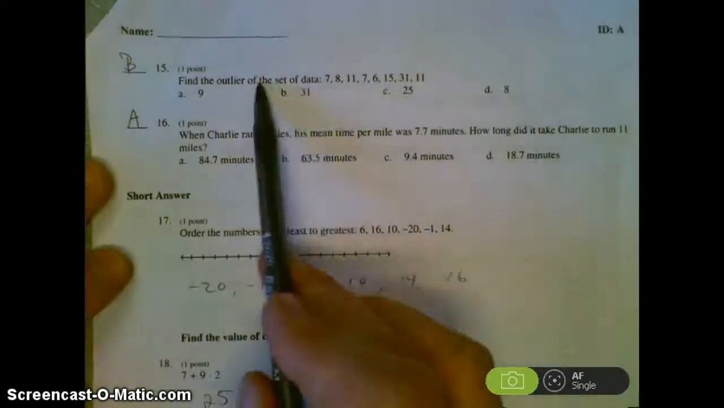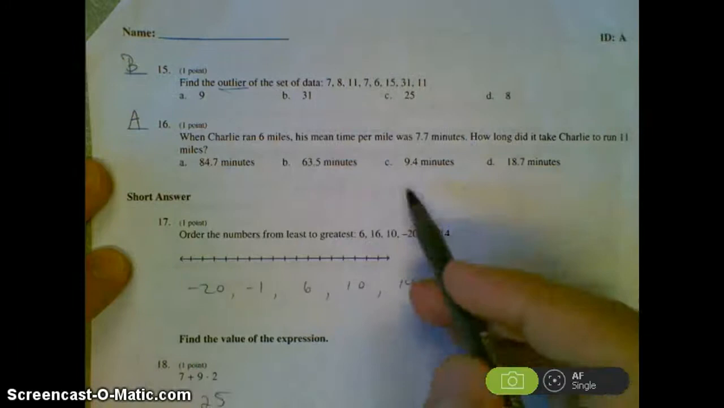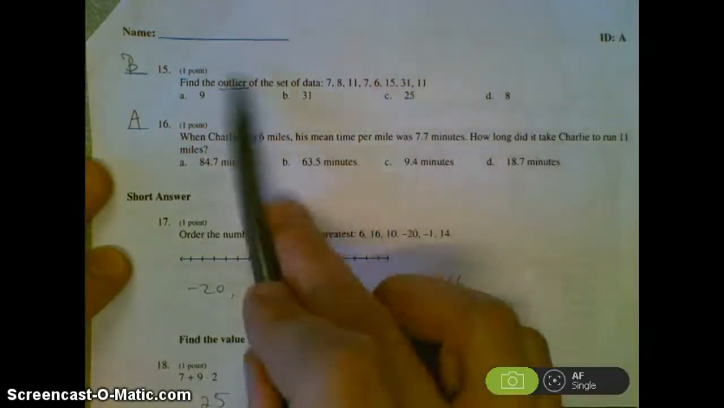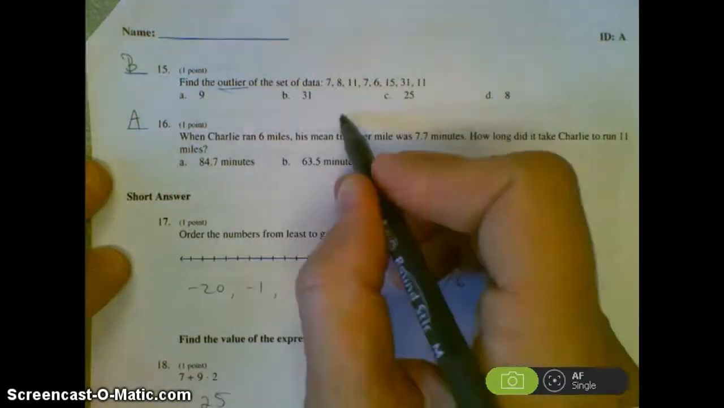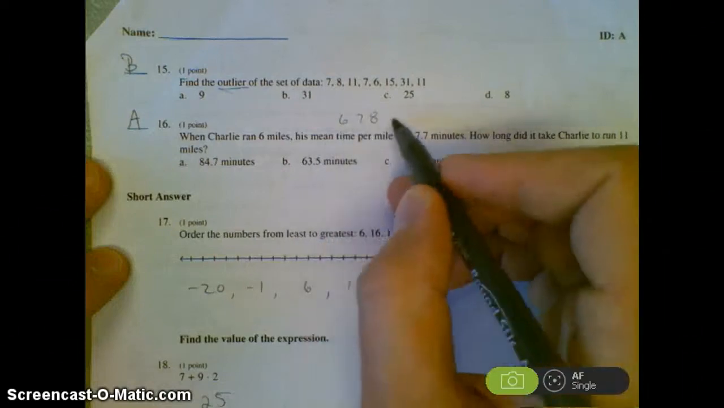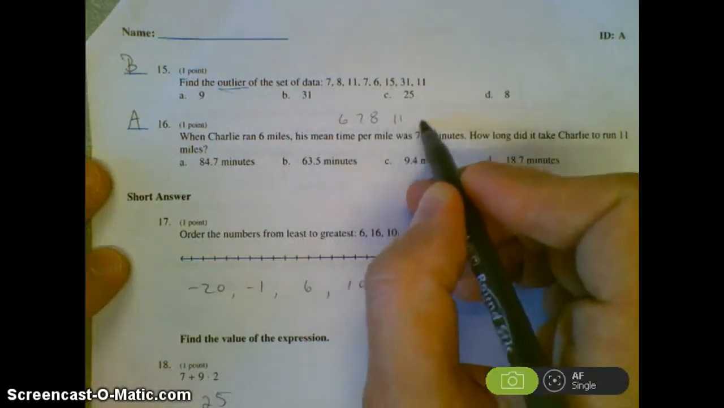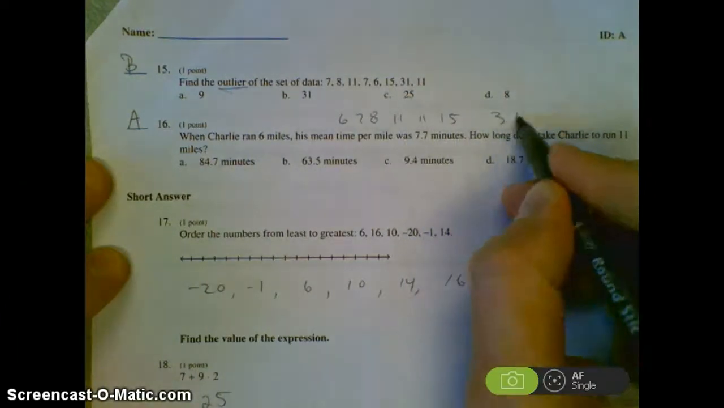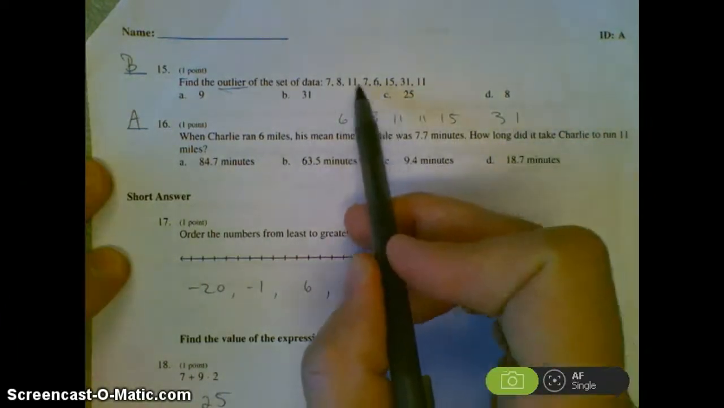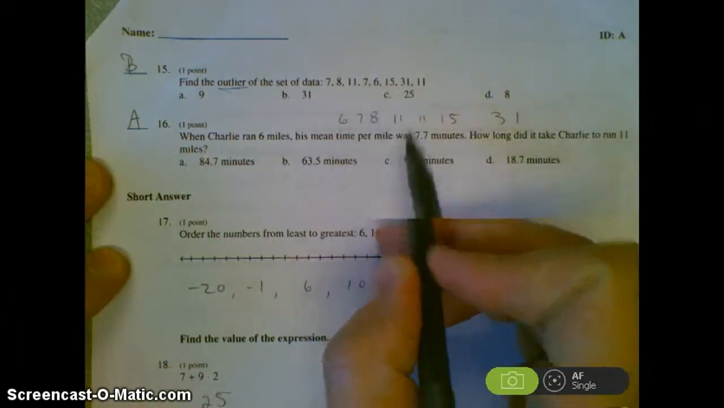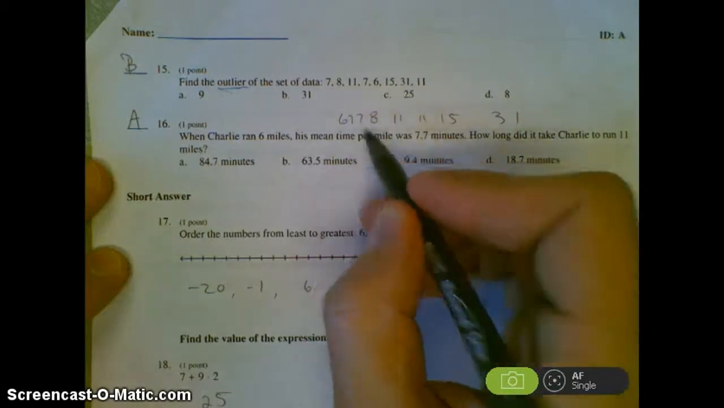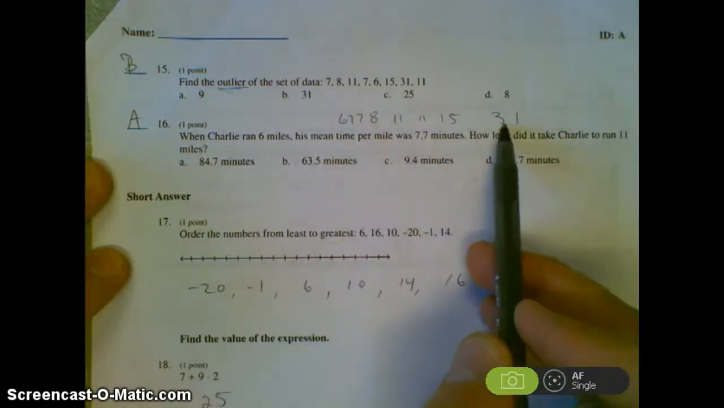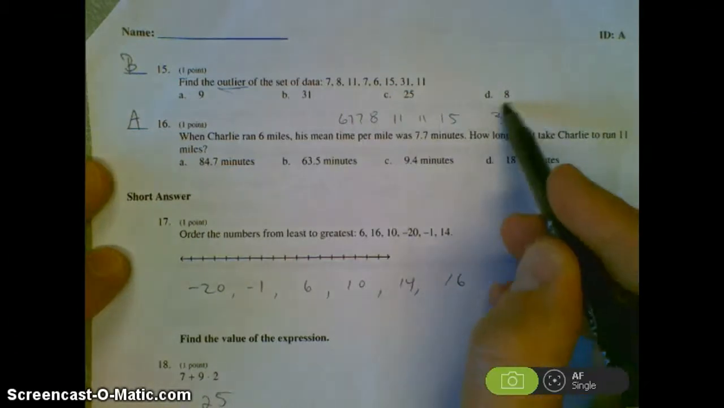15, the outlier is the one that's a lot larger or a lot smaller than most of the data. So if I order these: 6, 7, 8, 11, 11, 15, 31. I guess I had 2 7s in there. I forgot one. But you can see that all these are pretty close, and then 31 is way larger than the rest of them. So 31 is your outlier.